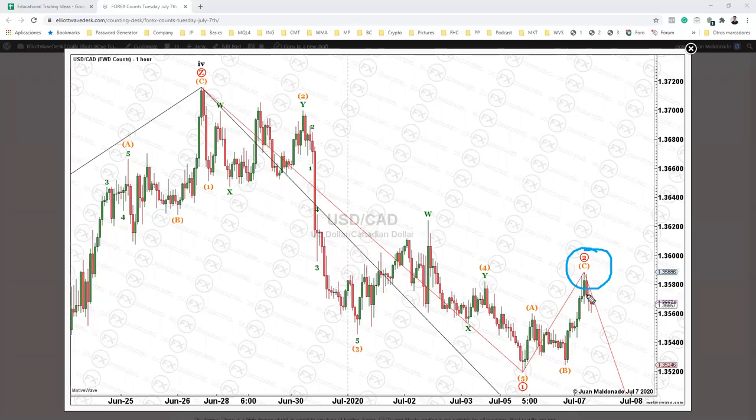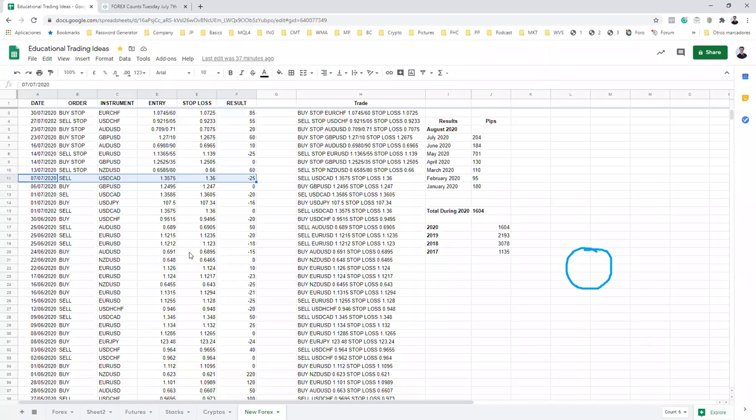So that morning, I also posted the video explaining what I was expecting, what I was seeing, all the analysis and everything. And I take the decision to trigger my trade. So immediately, I post the trade to the members. So I sold the dollar CAD at the 135.75. The stop loss at the 136. So that's a 25 pip stop loss.